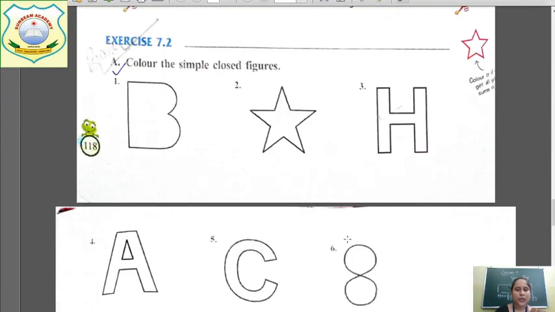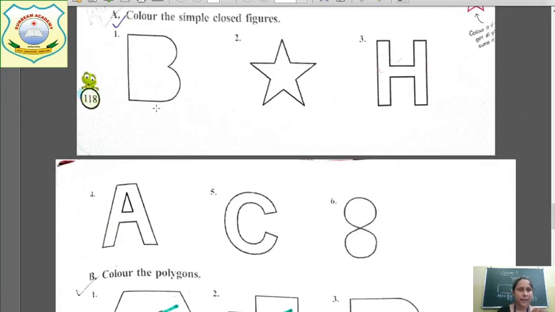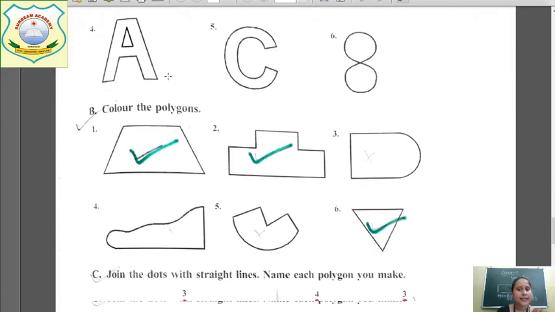Now, come to the next exercise. In your next exercise, you can see: color the simple closed figures. So you have to color these figures. You can see they are simple closed figures. None of them are open figures. So you have to color all the 6 figures given in question number A. So in question number A, you will color all the 6 figures.